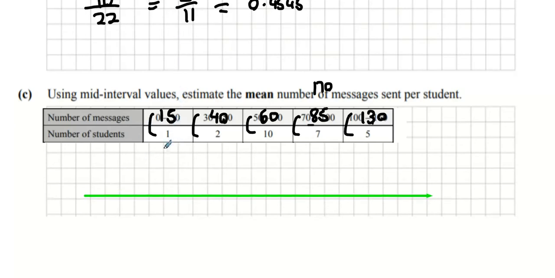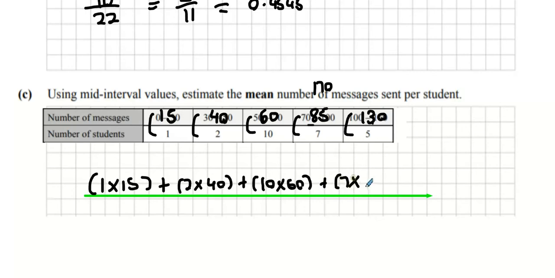So, what we're going to do here is 1 multiplied by 15 plus 2 multiplied by 40 plus 10 multiplied by 60 plus 7 multiplied by 85 and plus 5 multiplied by 130. All over 1 plus 2 is 3, 3 plus 10 is 13, 13 plus 7 is 20, 20 plus 5 is 25.